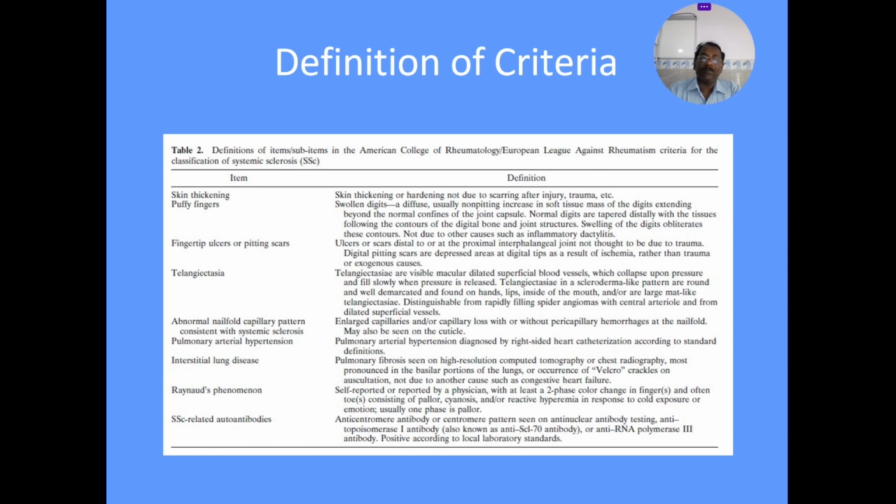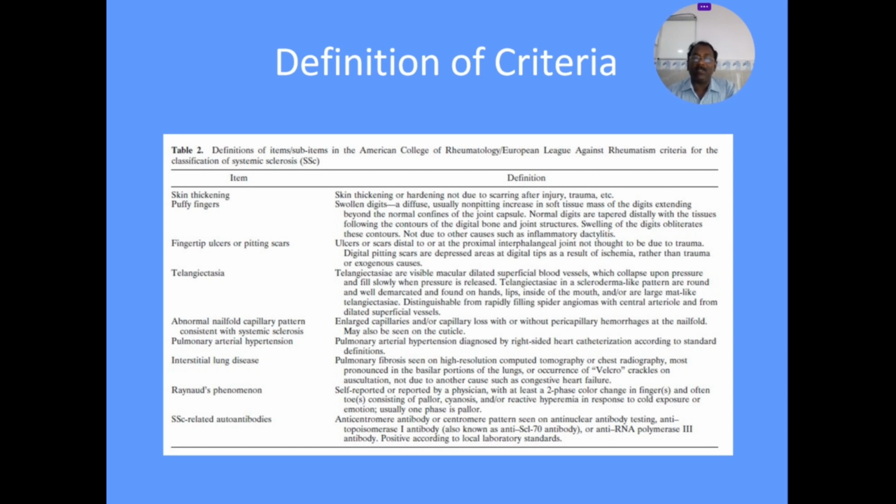Self-reported or reported by a physician, with at least 2 phase color changes in the fingers and often toes, consisting of pallor, cyanosis, and a reactive hyperemia in response to cold exposure or emotion. Usually one phase is pallor. So that is the Raynaud's phenomena. One phase is pallor, the second one is either cold, either blue or the red.